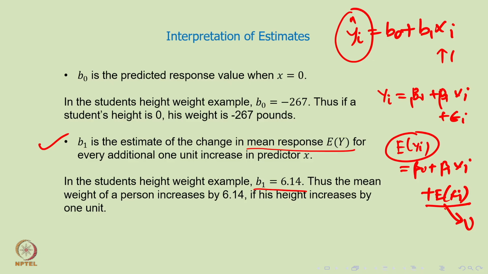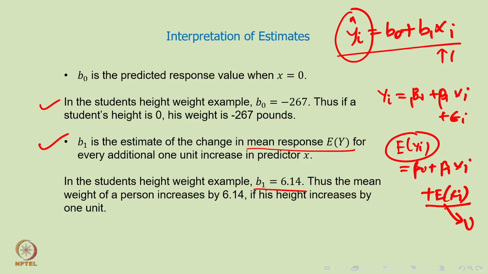So what is the interpretation of B0? If you go back to this equation here, you can simply see that the moment you fix the value of xi to be 0, the value of yi hat becomes nothing but B0. Hence, B0 is the predicted response when the value of my predictor, xi, is exactly 0. In the student's height versus weight example, B0 was minus 267. Thus, if a student's height is 0, his weight is minus 267 pounds.